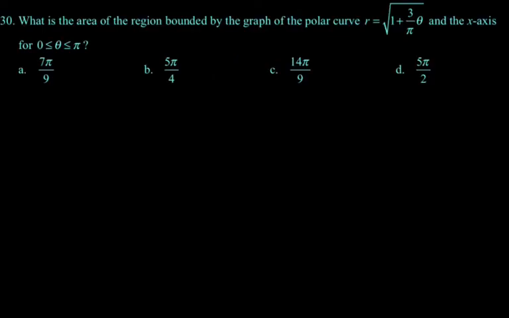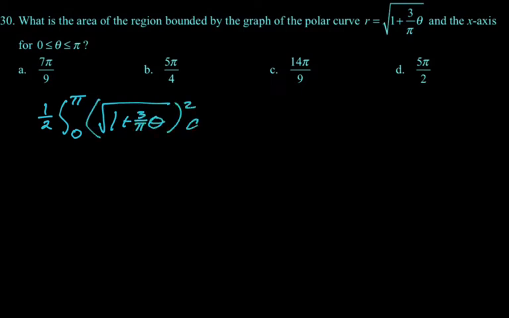All right, what is the area of the region bounded by the graph of the polar curve r equals another one of these square root things, the square root of 1 plus 3 over pi theta, and the x-axis, between 0 and pi? Okay, no clue what this looks like, but it doesn't really matter because they said from 0 to pi, so we're just going to set it up and do it. I actually have almost no idea what that graph looks like. Probably some sort of spiral thing.